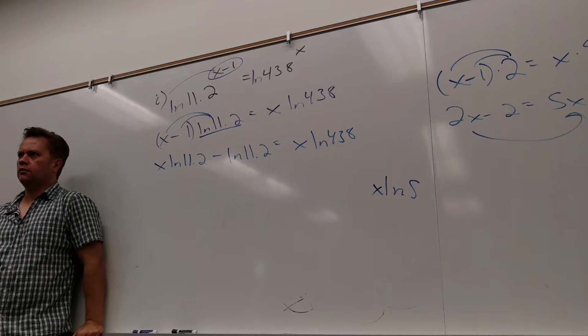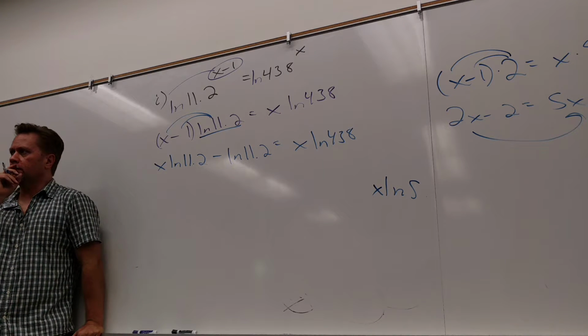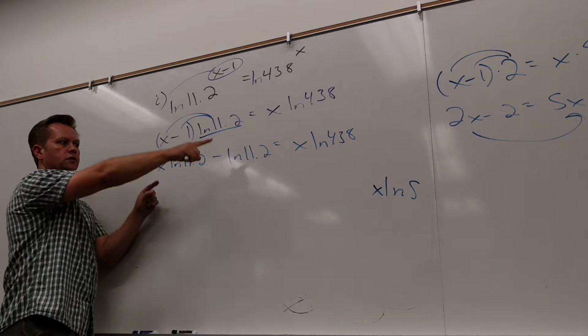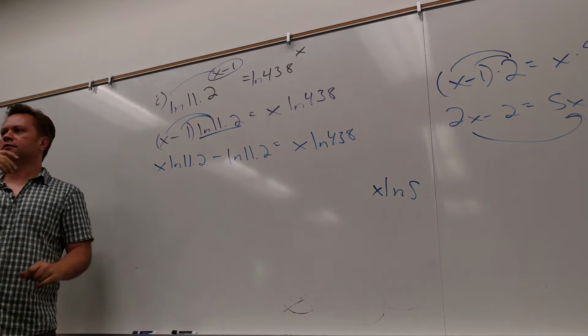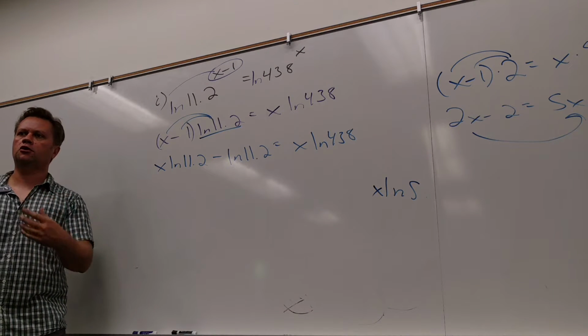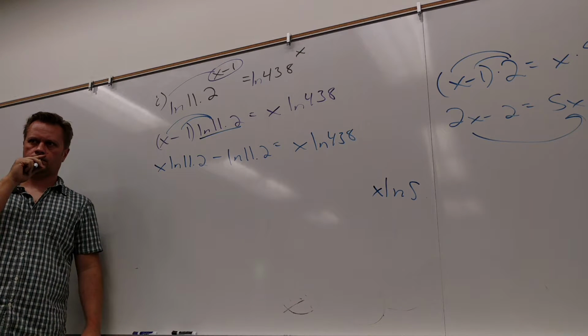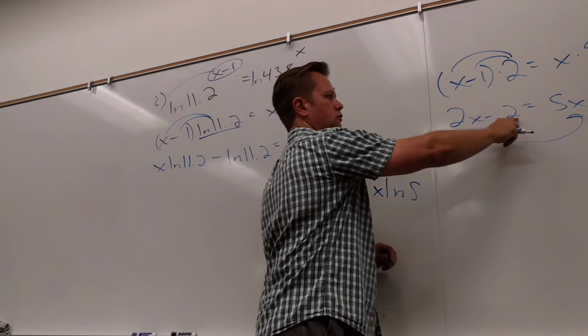All right. So now what's the next step? Same next step you had over there. Yeah, I need all my x stuff on one side. My coefficients are gross, but the process doesn't care. We kind of care because we're the humans. How come there's 2 ln 11.2s? Because right here, why are there 2 2's?